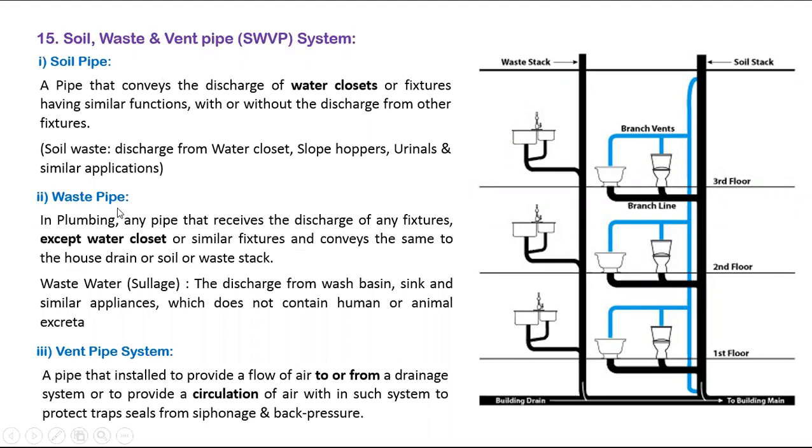So that is called waste pipe. Other than the water closet or similar fixtures, if you are collecting water from other than a water closet or similar fixtures, it will be waste pipe only. You have to connect into the waste pipe only. In plumbing, any pipe that receives the discharge of any fixtures except water closet or similar fixtures and conveys the same to the house drain or soil or waste stack.